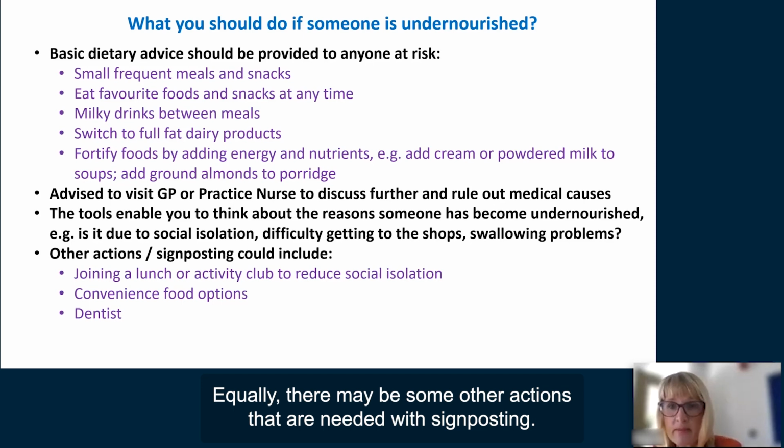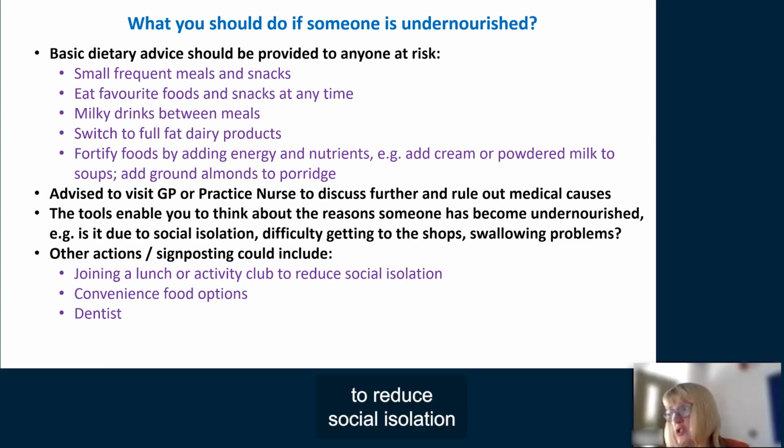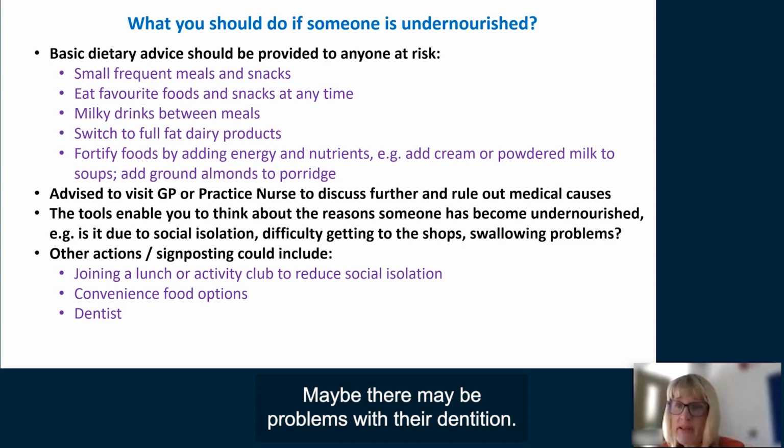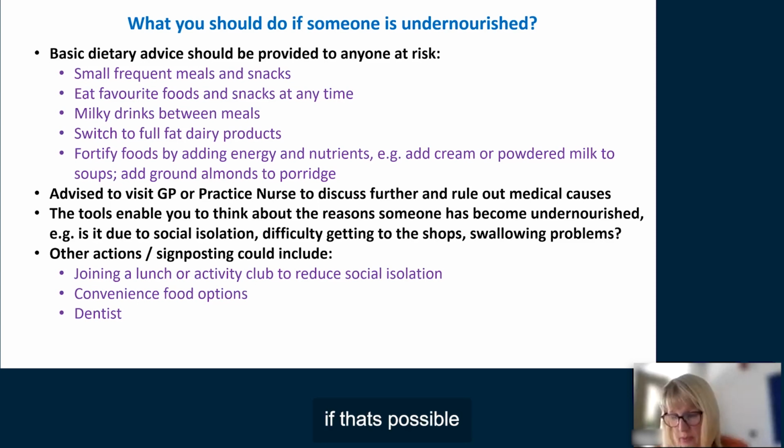Equally, there may be some other actions that are needed in signposting. It may be, if possible, to join a community group, a lunch club, to reduce social isolation if that's a problem. There may be problems with their dentition. Maybe it's a simple problem of going to see their dentist if that's possible.